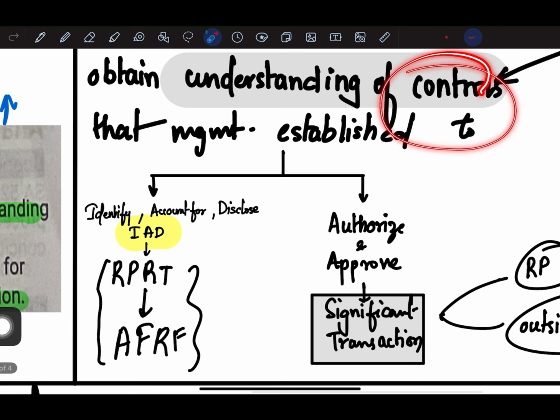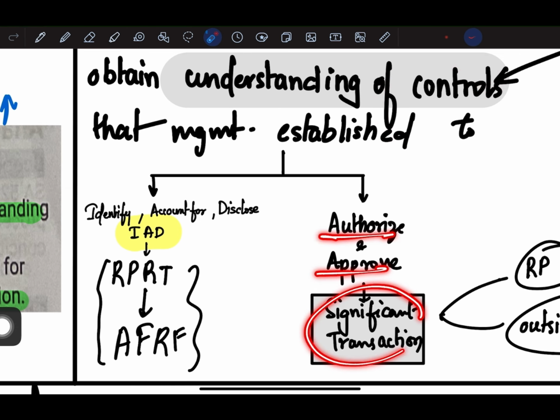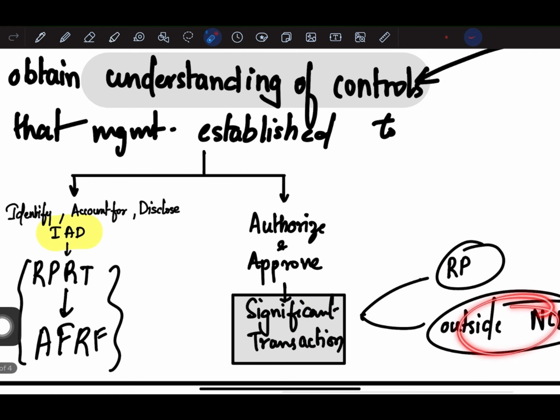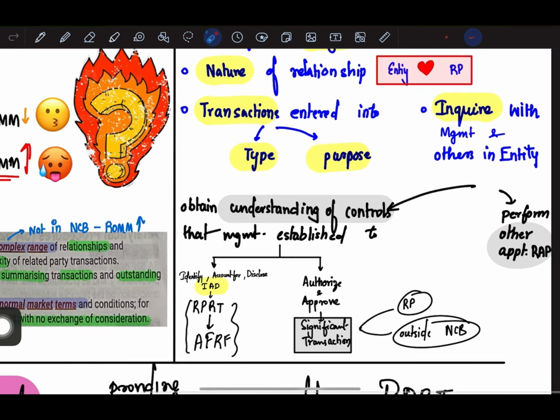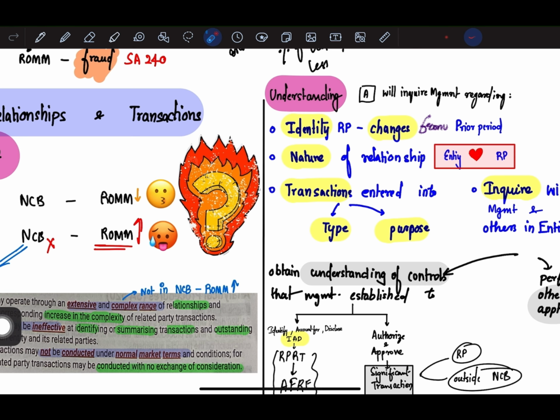The second thing is, what controls did the management establish to authorize and approve significant transactions with related parties which are outside the normal course of business? This is the second point. If the management has established controls, then the auditor will obtain an understanding regarding those controls. First, controls for identifying, accounting for and disclosing related party relationships and transactions in accordance with the applicable financial reporting framework, and second, controls regarding authorization and approval of significant transactions with related parties which are outside the normal course of business. Once the auditor has obtained this understanding, he will perform other appropriate risk assessment procedures. So this was about understanding. Next.